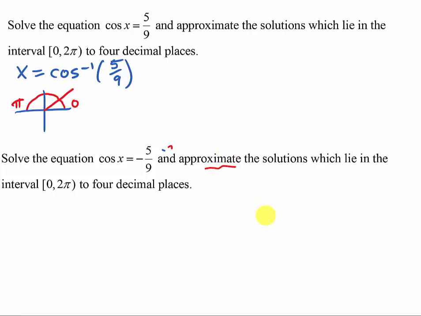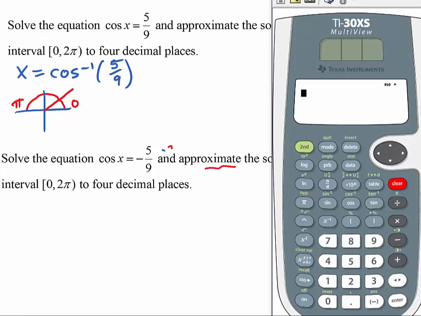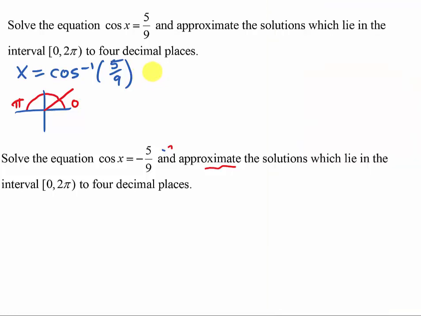So let's go ahead and get the calculator and find that solution. I need to make sure I'm in radians, and I am. Then I do second, inverse cosine of 5 divided by 9, parenthesis, equals, and I get 0.9818 rounded to 4 decimal places. So first solution is x equals 0.9818, and that is in quadrant 1.